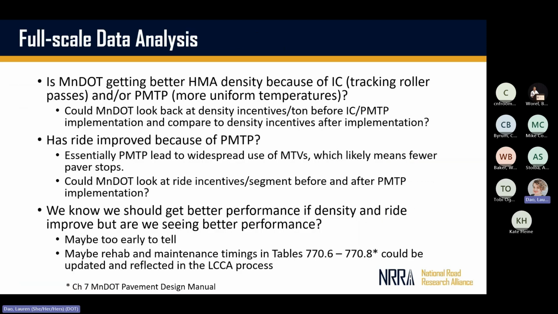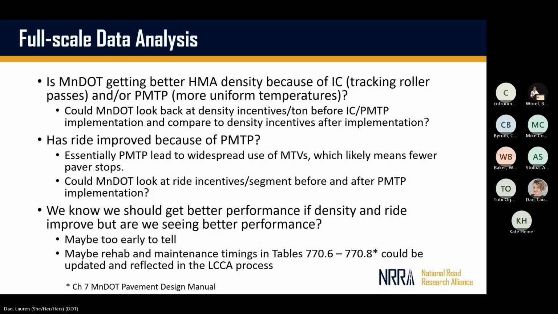So here's what I walked away with. Is MnDOT getting better data, better density, from the IC and from thermal? And if it is, could we compare densities achieved, like densities per ton or percent density possible? Has that changed from before and after implementation? If it has, it'd be really interesting to know that.